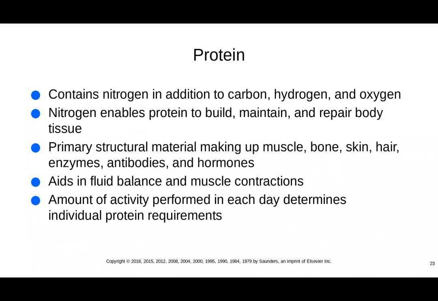Protein, this is our last macronutrient. It contains nitrogen in addition to the carbon, hydrogen, and oxygen that is in fats and carbohydrates. The nitrogen enables protein to build, maintain, and repair body tissues. So this is the primary structure in making up muscle, bone, skin, hair, enzymes, antibodies, and hormones. So it's really important to the function of our bodies.